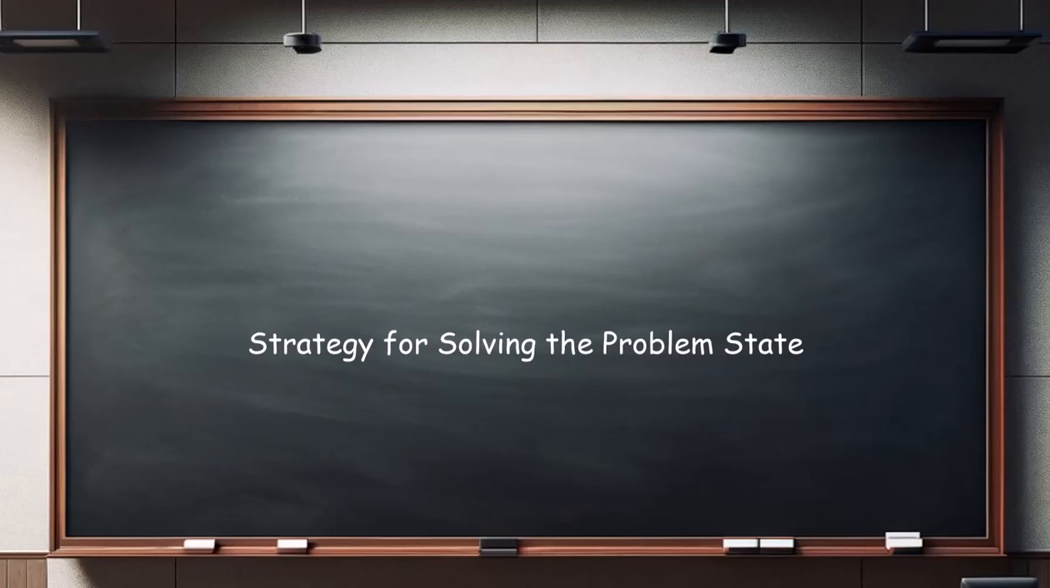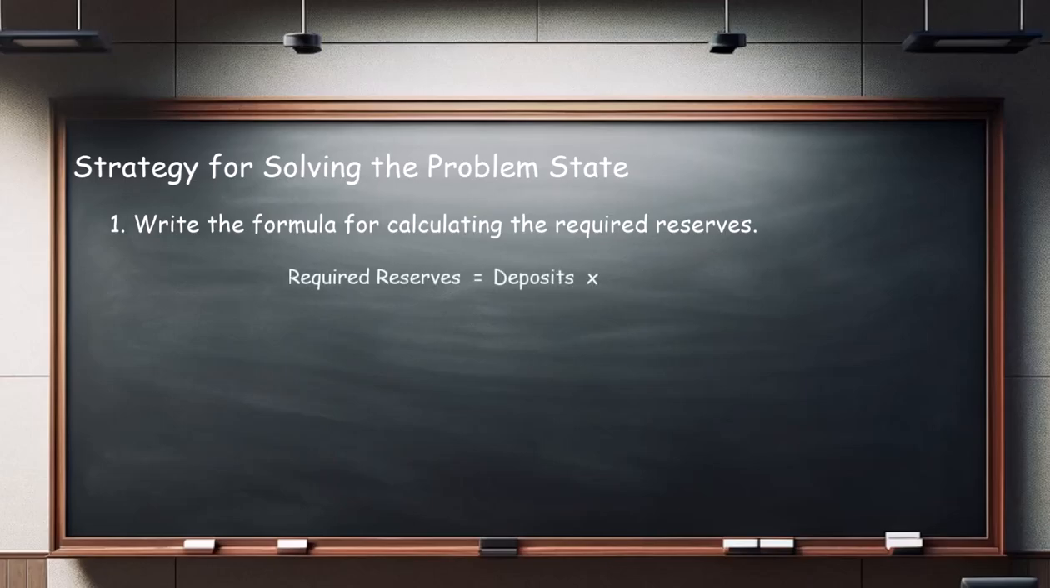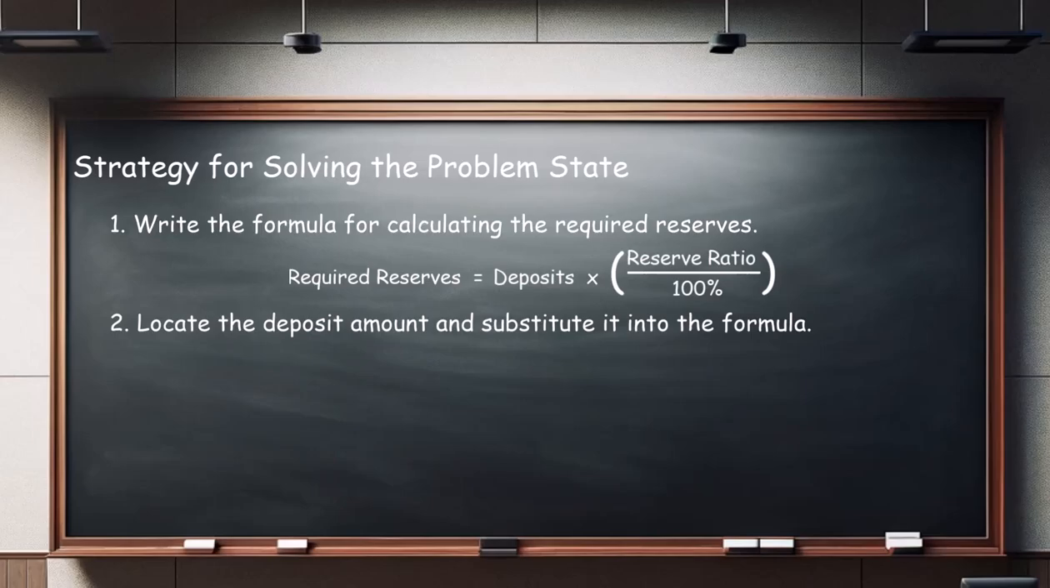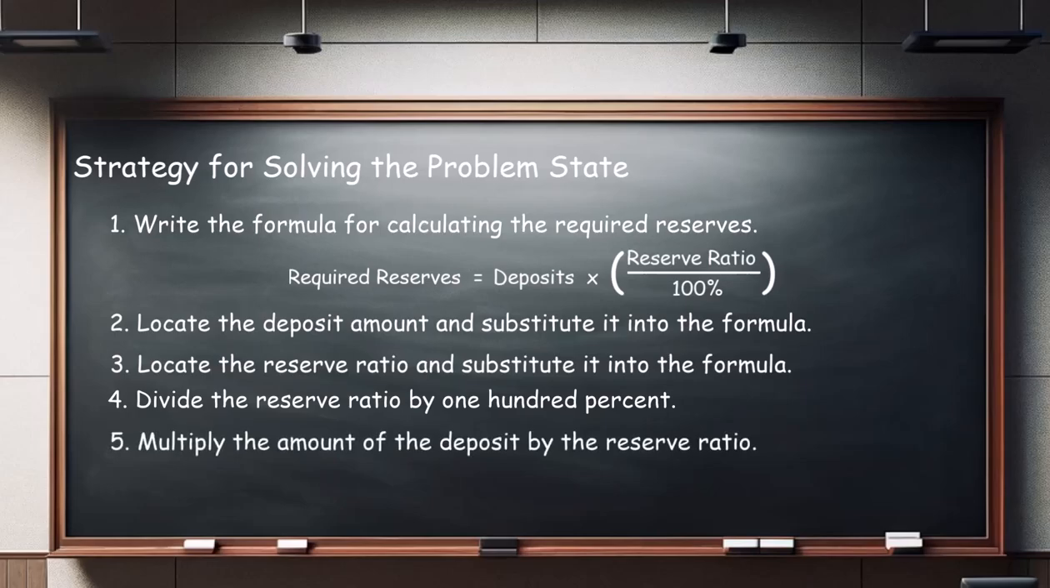Next, let's look at the strategy to find the bank's required reserves given its deposits and a central bank's reserve requirement. 1. Write the formula for calculating the required reserves: required reserves equal deposits times the quantity of the reserve ratio as a percentage divided by 100%. 2. From the problem statement, locate the deposit amount and substitute it into the formula. 3. From the problem statement, locate the reserve ratio and substitute it into the formula. 4. Divide the reserve ratio by 100%. 5. Multiply the amount of the deposit by the reserve ratio.